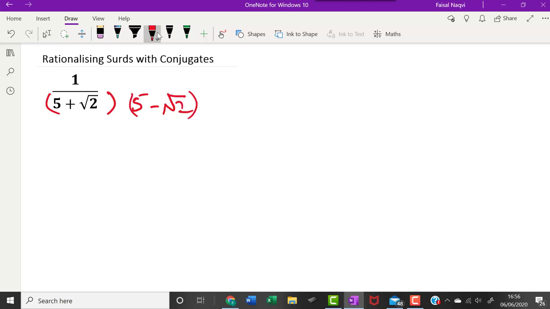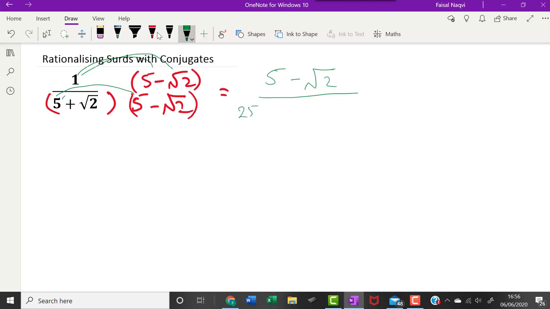And if I multiply the bottom by 5 minus root 2, I have to multiply the top by 5 minus root 2. I then expand that out. I've got 1 times 5, which is 5. 1 times minus root 2 is minus root 2. And that's divided by, in the denominator, I have 5 times 5, which is 25. 5 times minus root 2, which is minus 5 root 2. Then I have root 2 times 5, which is plus 5 root 2. And then I have root 2 times minus root 2, which is minus 2.